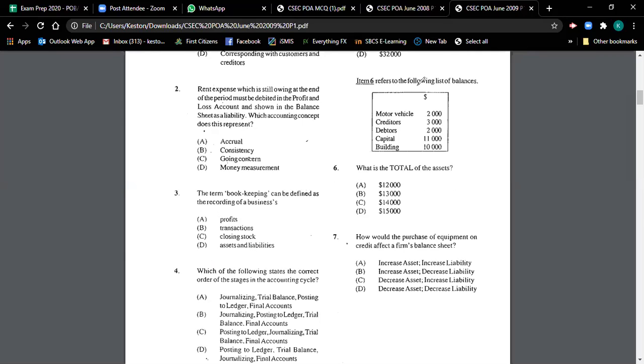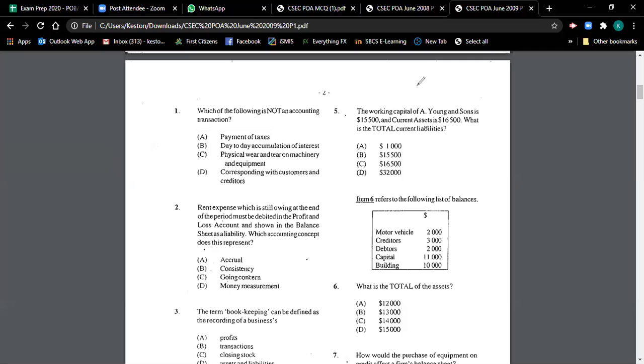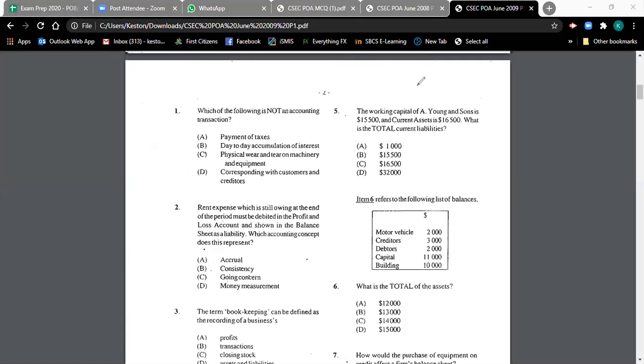That's alright, no problems. 5. The working capital of A. Young and Son is 15,500 and the current assets is 16,500. What's our current liabilities? Yep. A. 1,000. 6. What is the total of the assets? 14,000. 1, 2, 3. Yep. Very good.